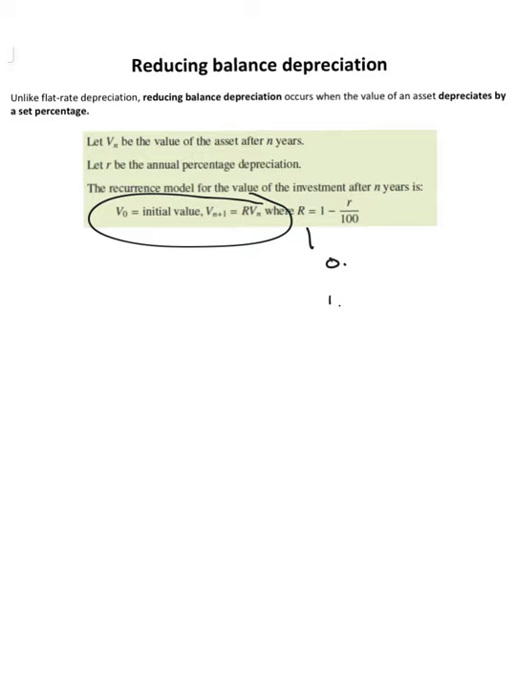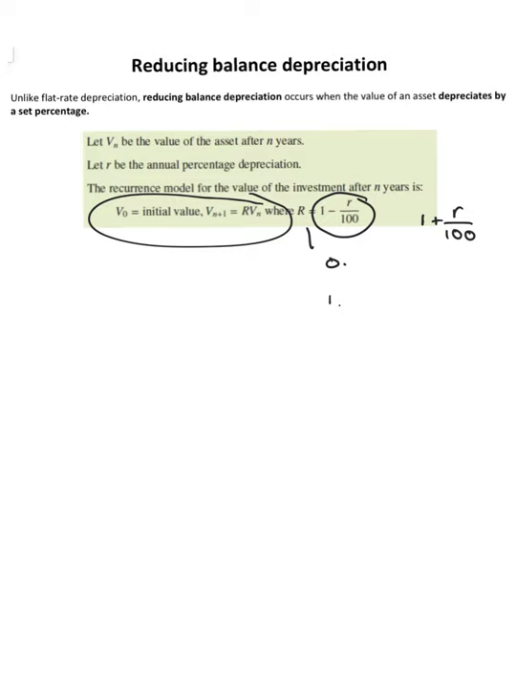You notice when we're finding R in reducing balance, we're subtracting: we've got 1 minus R over 100, whereas in compound interest we've got 1 plus R over 100, because that amount of money is going to grow, whereas with depreciation the value of an asset is going to decrease.